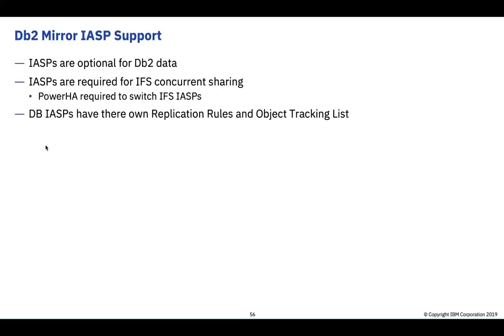Independent ASPs, we kind of talked about that. They're optional for Db2 data, and they're required for IFS. You separate the two because the IFS is switchable between the two Db2 Mirror nodes. If you have database independent ASPs, those are not switchable between the two Db2 Mirror nodes. Those would be switchable between the production Db2 Mirror and the DR Db2 Mirror.